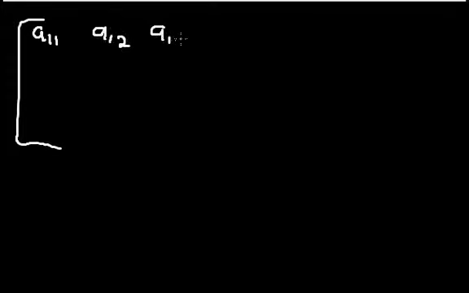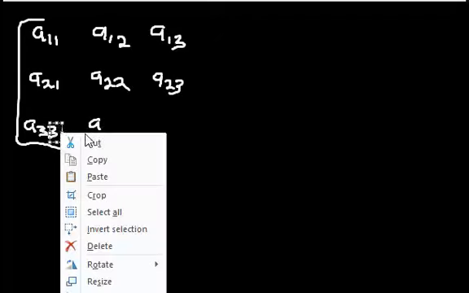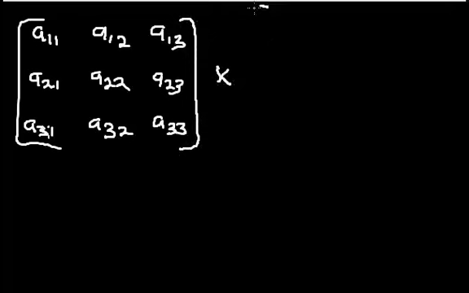Now in that case, let's say you have a matrix. Let me just use 3 by 3: A11, A12, A13, A21, A22, A23, A31, A32, and A33 is one matrix. Then I'm now multiplying it with another matrix.